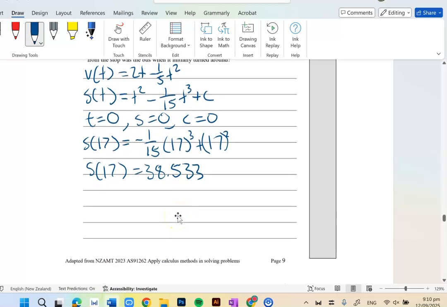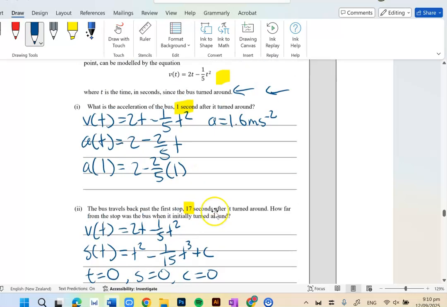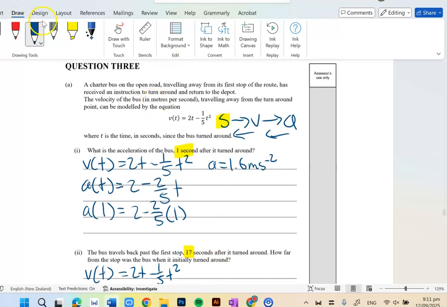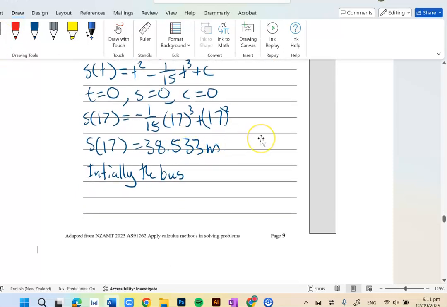We can also write a little statement like, initially the bus, and also write the unit, meters. I think it's, yeah, meters per second. So just write meters. Initially the bus was 38.53 meters away.